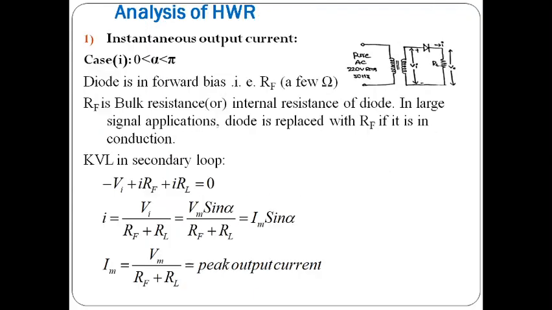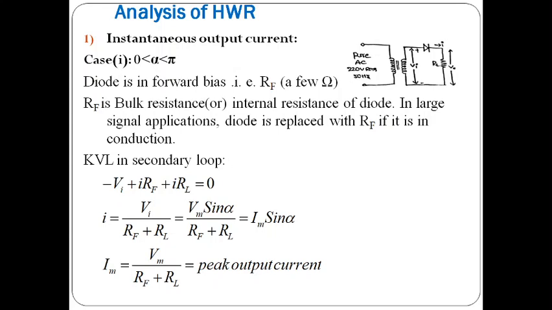Clear? Now we need to discuss some of the parameters of a rectifier, for analysis purposes. First, the instantaneous output current. Again we are considering two cases: 0 to pi and pi to 2 pi. In case 1, 0 to pi, the diode is forward biased. When the diode is forward biased, the resistance offered by the diode is very small. We name that RF, also called the internal resistance.